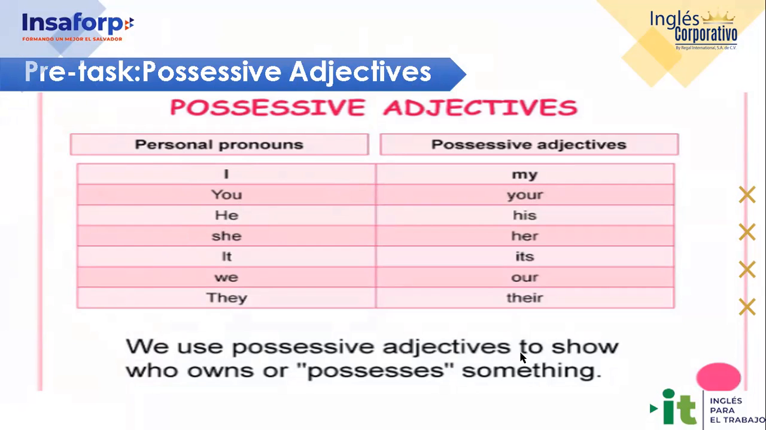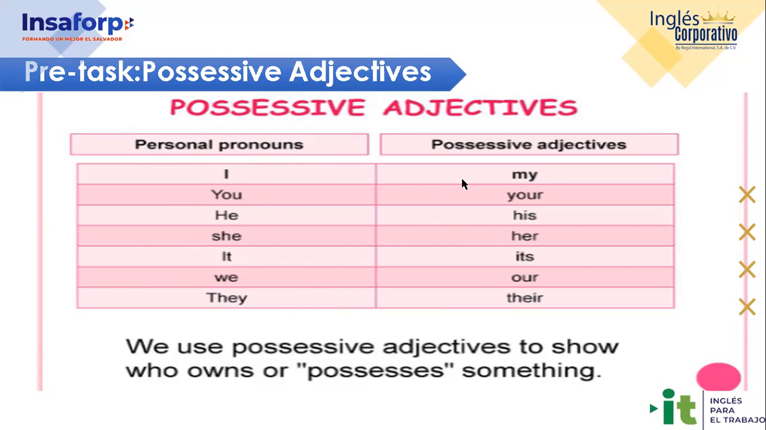We use possessive adjectives to show who owns or possesses something. Lo utilizamos para describir o mostrar a quién le pertenece algo o quién posee algo. Okay. And possessive adjectives are related to personal pronouns. Entonces, estos siempre van alineados o relacionados a los subject pronouns or personal pronouns. Quiere decir que cada uno de estos tiene un possessive adjective. Estos tienen función de sujeto, personal pronouns, es decir, que van al inicio de su oración.